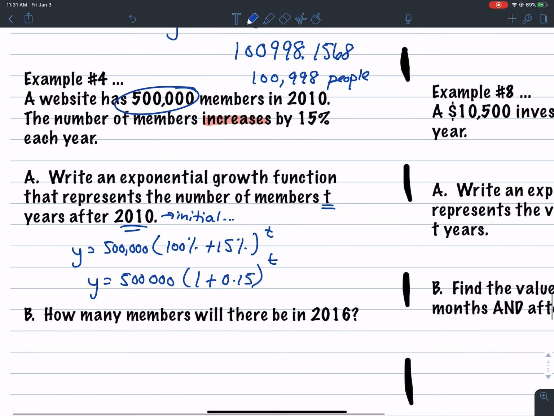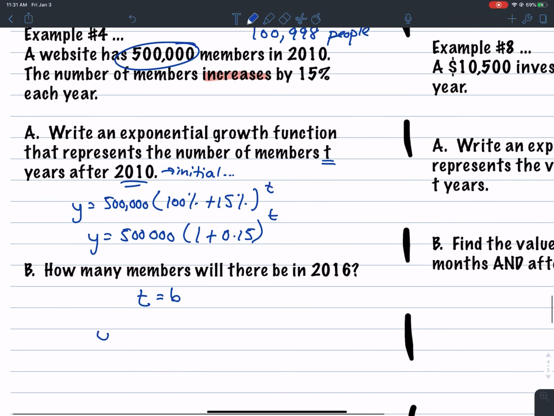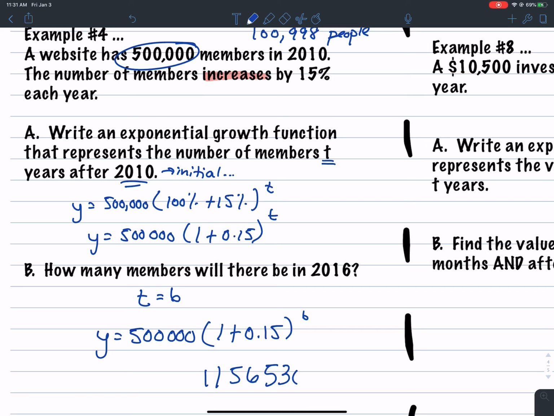So then with something like this, how many members will there be in 2016? Well, we know that t would be equal to 6 then. So we'd go to our calculator and we just use our equation to evaluate what we wrote here. So 500,000 times 1 plus 0.15 to the power of 6. So we get something like 1,156. And right now I'm just not going to worry about the rounding.